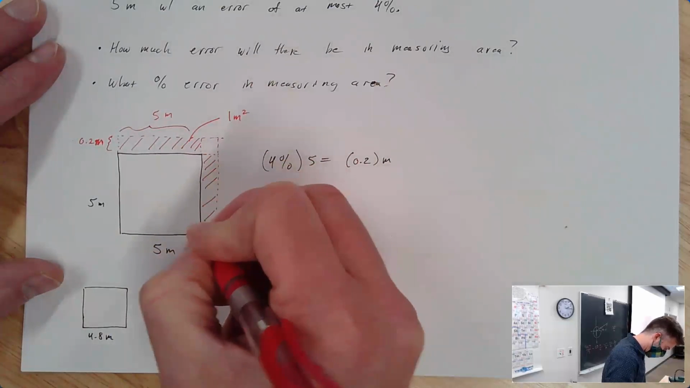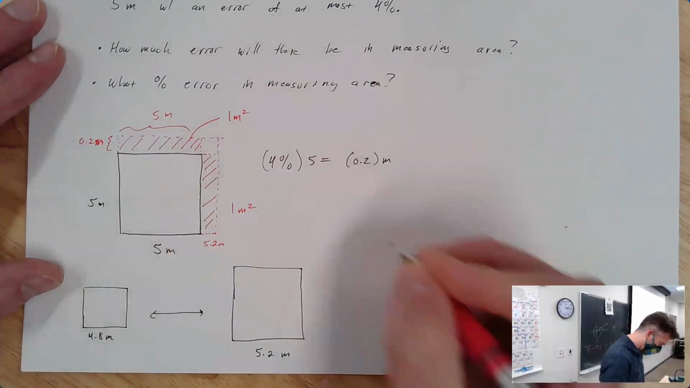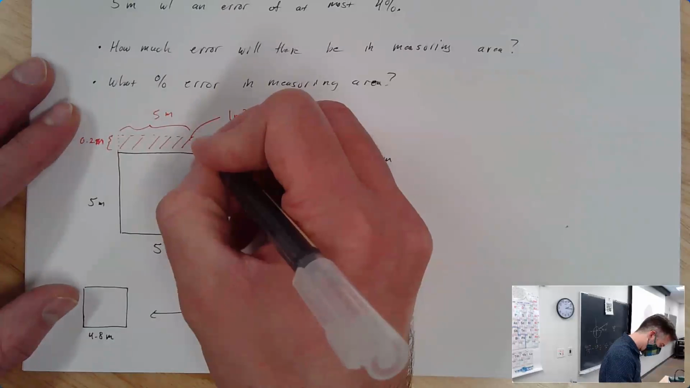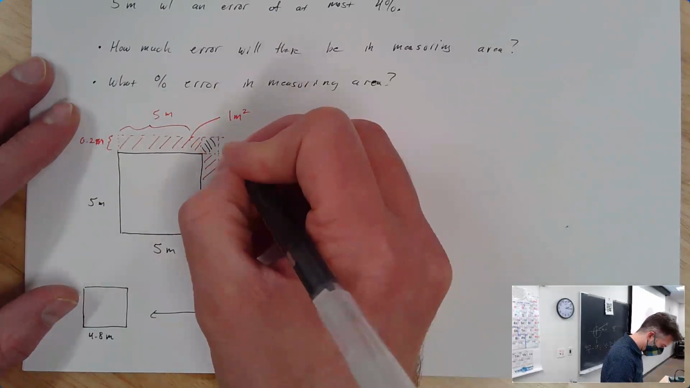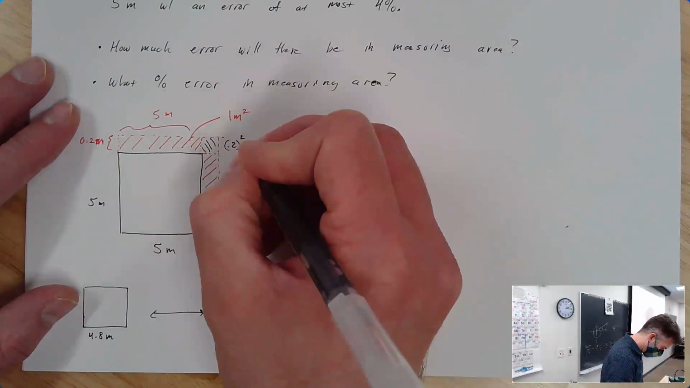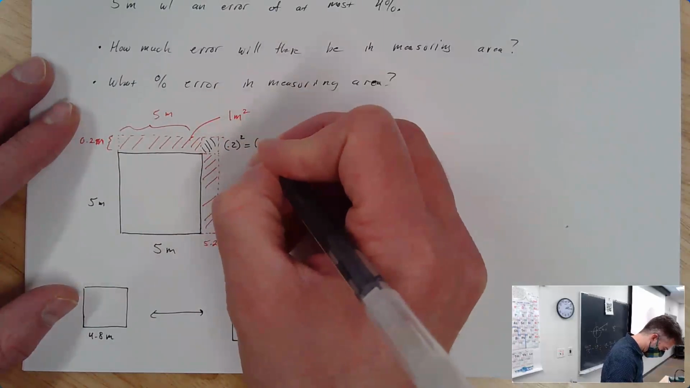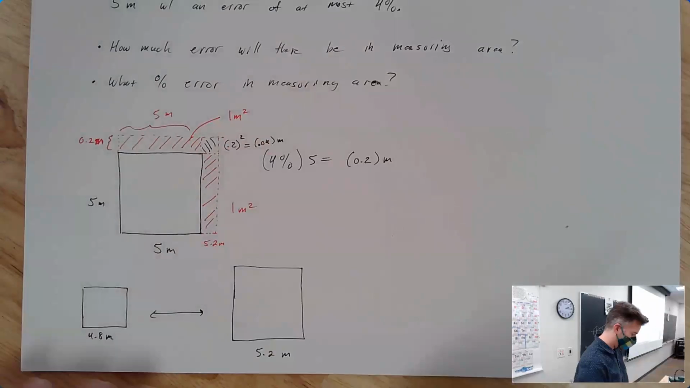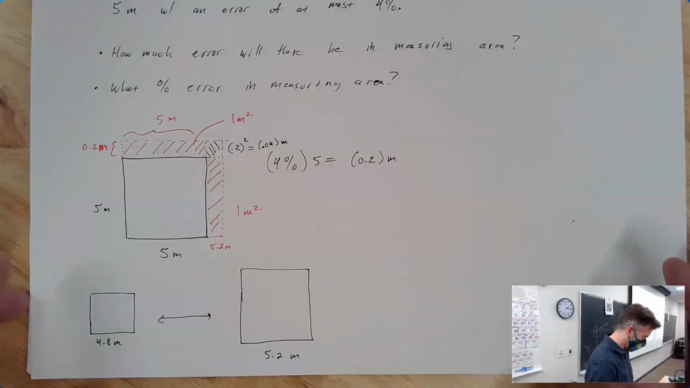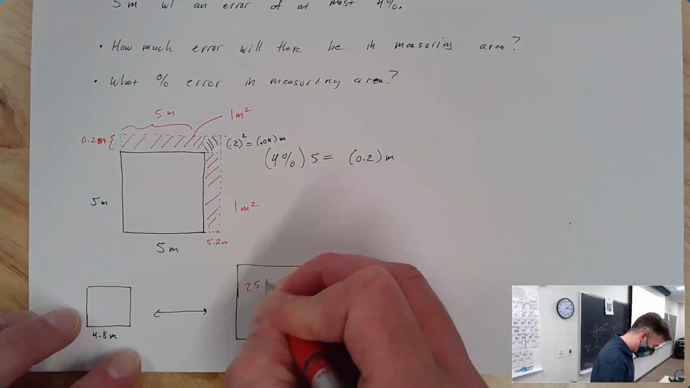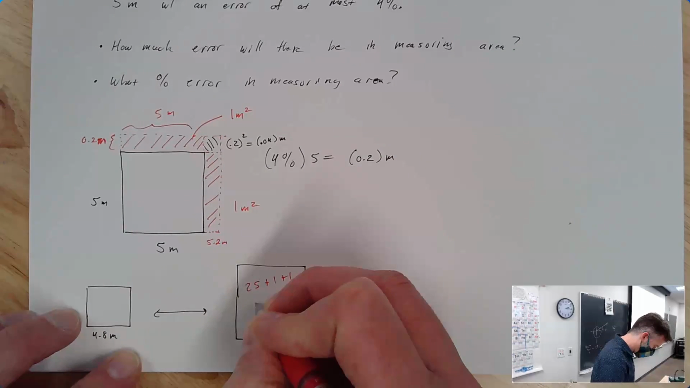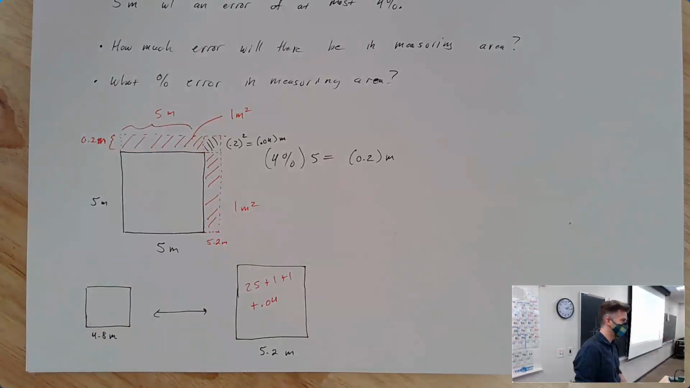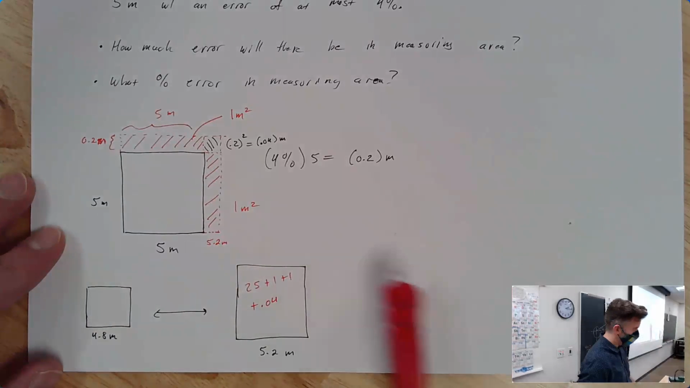This rectangle there also has 1 square meter of area. And this rectangle here is 0.2 times 0.2, which is going to be 0.04 square meters. So we could actually find the area of this by adding those together. It's going to be 25 plus 1 plus 1 plus 0.04. It's 27.04 square meters. Okay, that's not the point though.